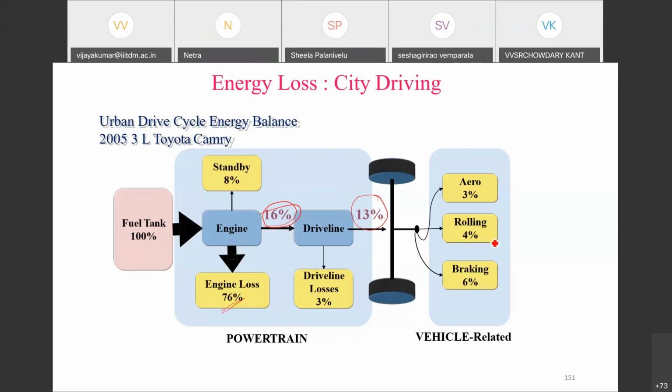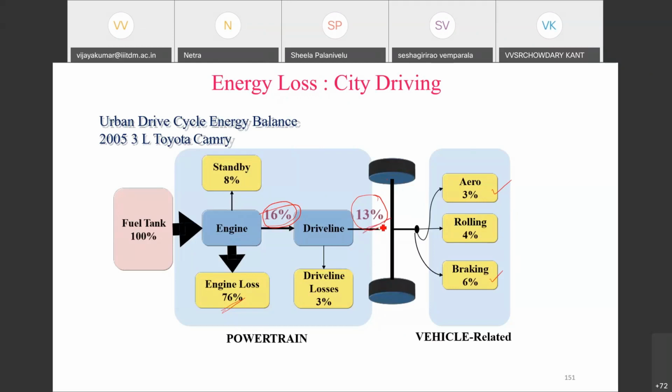Then in the vehicle related losses, due to aero, rolling, that means your tire rolling on the road, aerodynamic efficiency and braking, all of these are vehicle related. So we are not going to do anything with this.